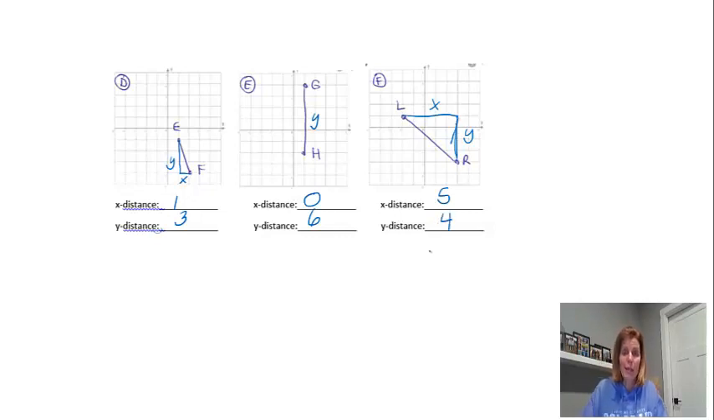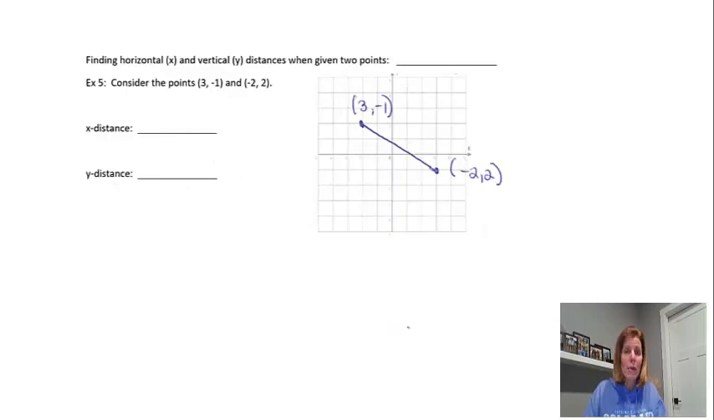Okay, so that's that. Alrighty, now what we're going to be doing is finding the X distance and Y distances when I'm given 2 points. So we'll fill that blank in just a second. So we're going to consider the points (3, -1) and (-2, 2). So I'm first of all going to do it the way that we've been doing it. I'm going to go ahead and draw my right triangle connecting the 2 points. I've got my X distance, I've got my Y distance. And then from here, if I count, I'm going to count 1, 2, 3, 4, 5.